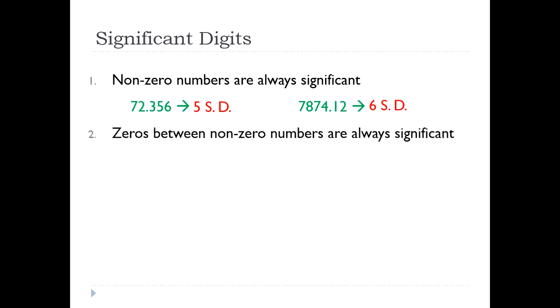Rule number 2. Zeros between non-zero numbers are always significant. So the zeros are inside the non-zero numbers. See how they're in the middle? So 800.28. Count that left to right. We have 1, 2, 3, 4, 5 significant digits. How about 60.5? We have 3 significant digits.